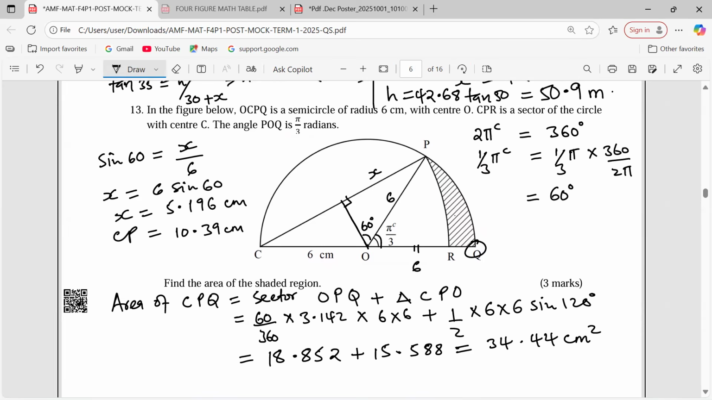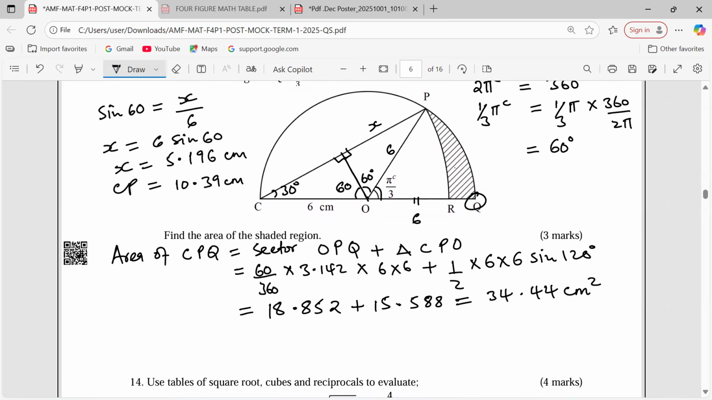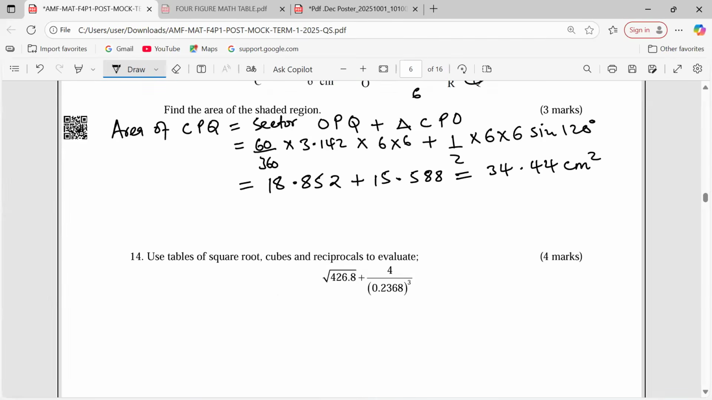Yeah, 10.39. It's also good for you to know, if this is right angled and this is 60, then this is automatically 30. So for the sector CPR, we need 30 over 360 pi r squared, with r as 10.39 squared.